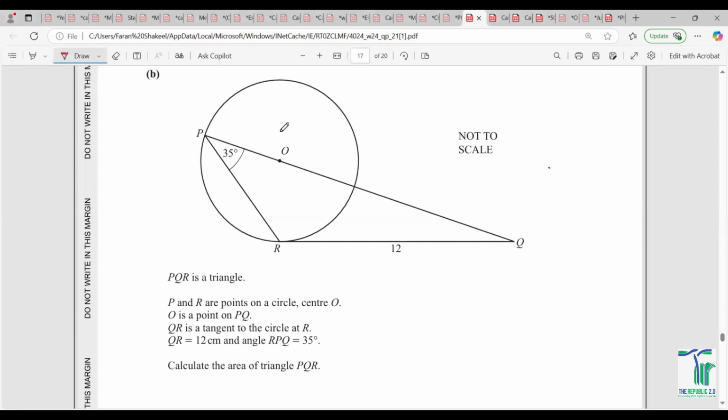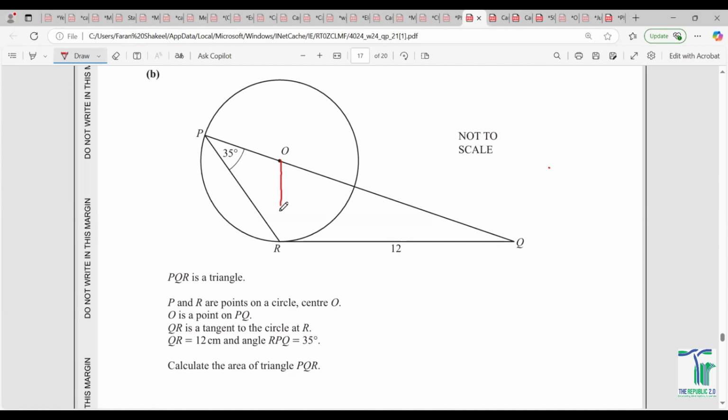So now we've got this question number B. In this question, PQR is a triangle. P and R are points on a circle with center at O. QR is a tangent to the circle at point R, QR is 12 centimeters, and angle RPQ is something like 35, right? Since we know all these things, we can simply draw a perpendicular line over it.